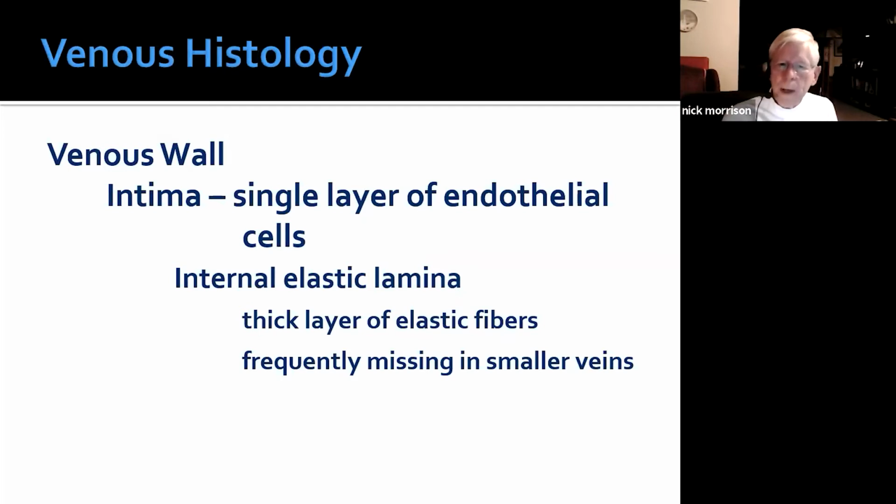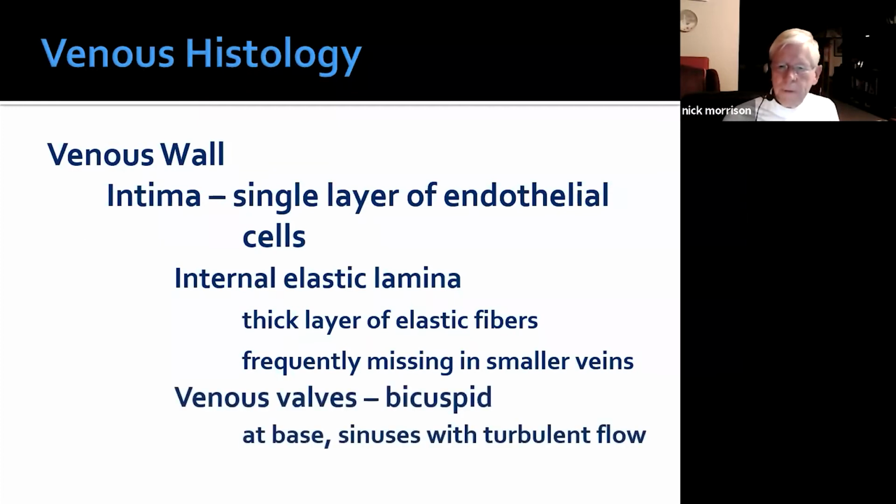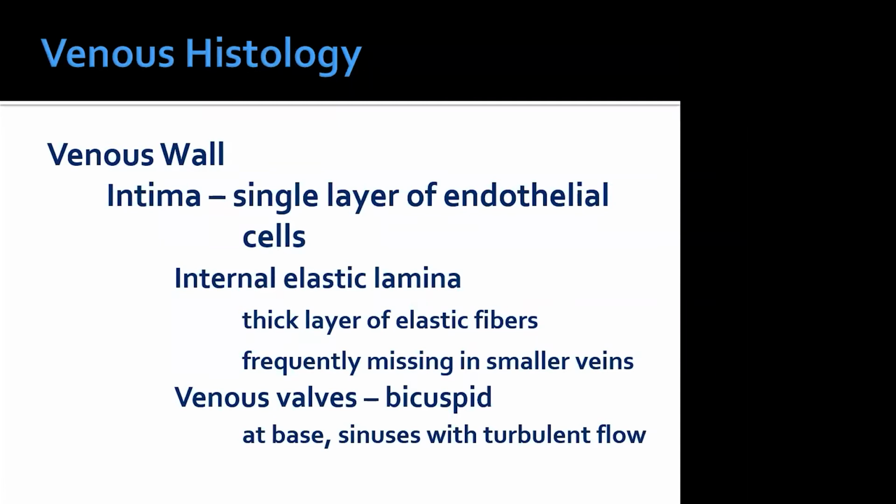Okay, a little bit of histology. The venous wall has intima, obviously. It's a single layer of endothelial cells. The internal elastic lamina, this thick layer of elastic fibers, is frequently missing in smaller veins. The venous valves are bicuspid, and they're at the base, and there's turbulent flow within the sinuses of these valves, and that's actually what initiates closure of the valve. It's not attempted backward flow, it is turbulent flow in the sinus.